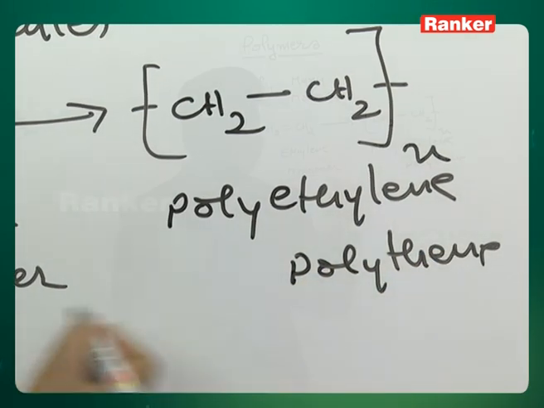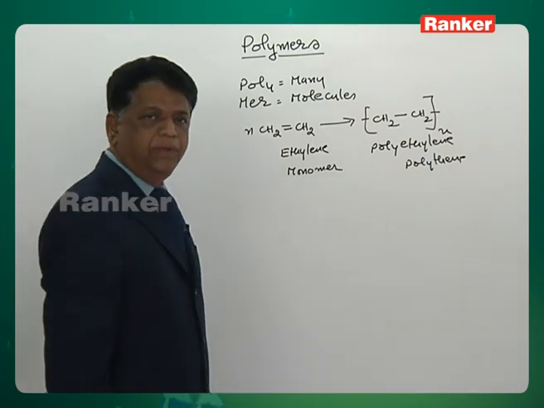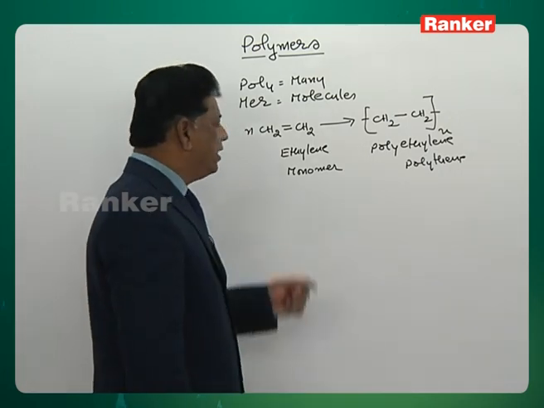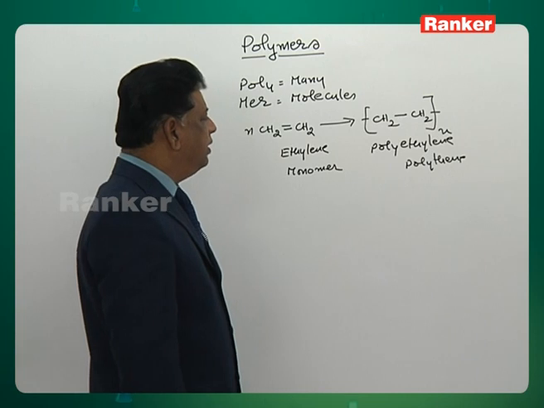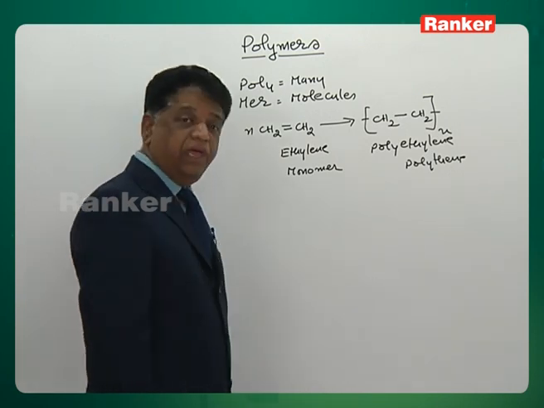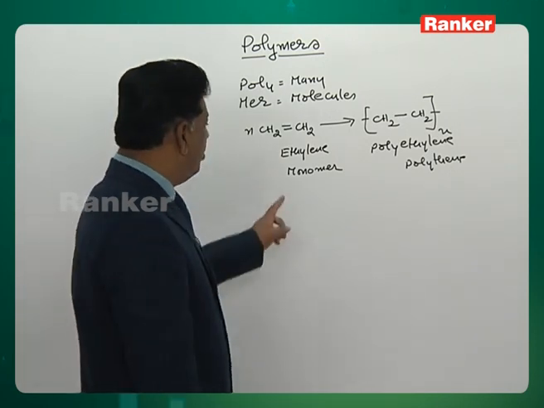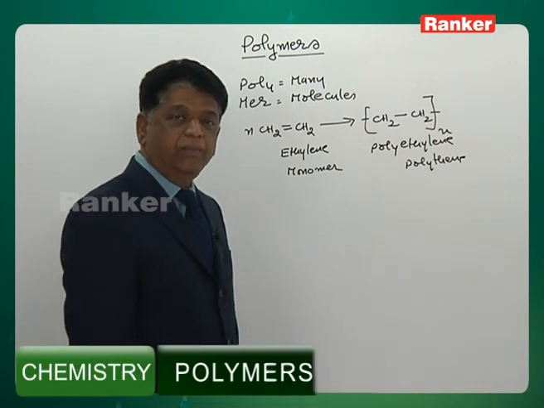So, this is a polymer, and the molecule from which the polymer is formed is called the monomer. In a polymer, we always have to remember where it is formed from. So, that monomer is also one of the important points.